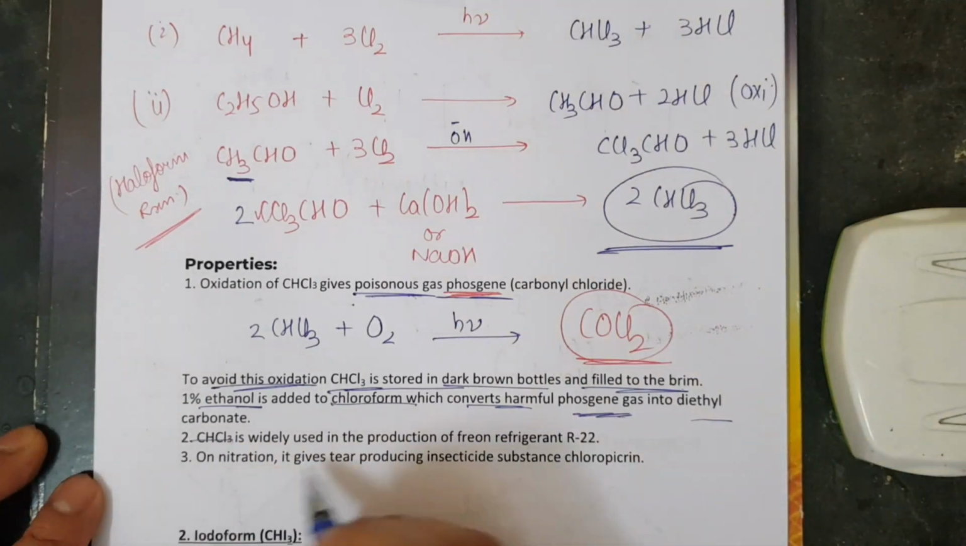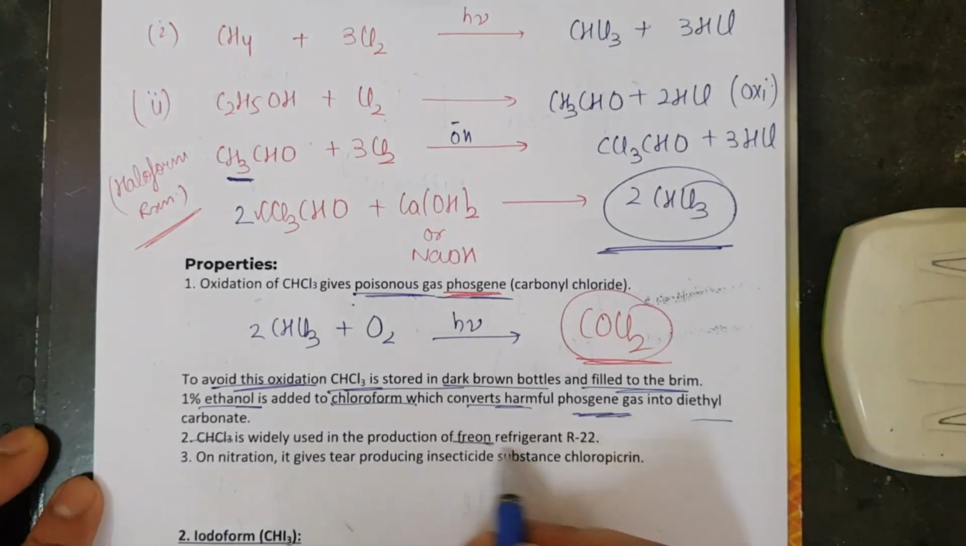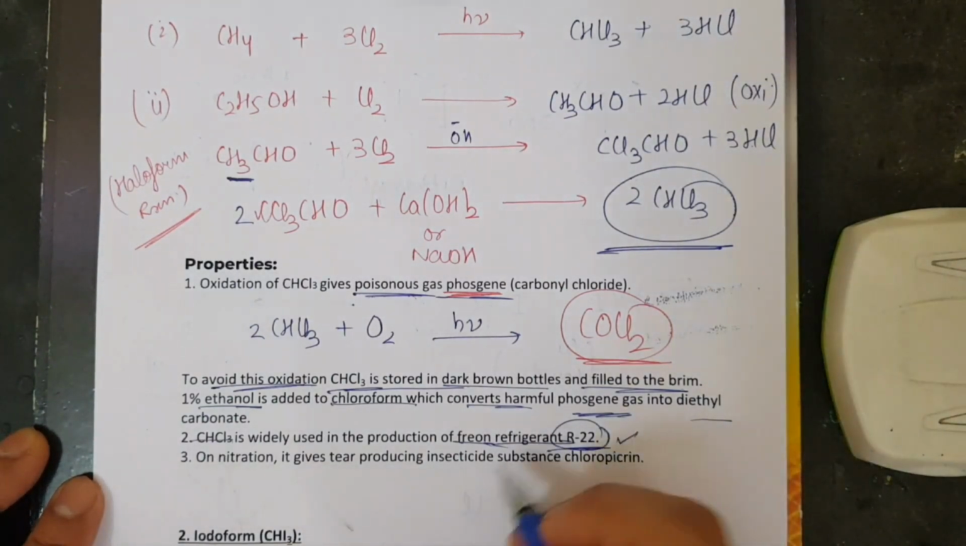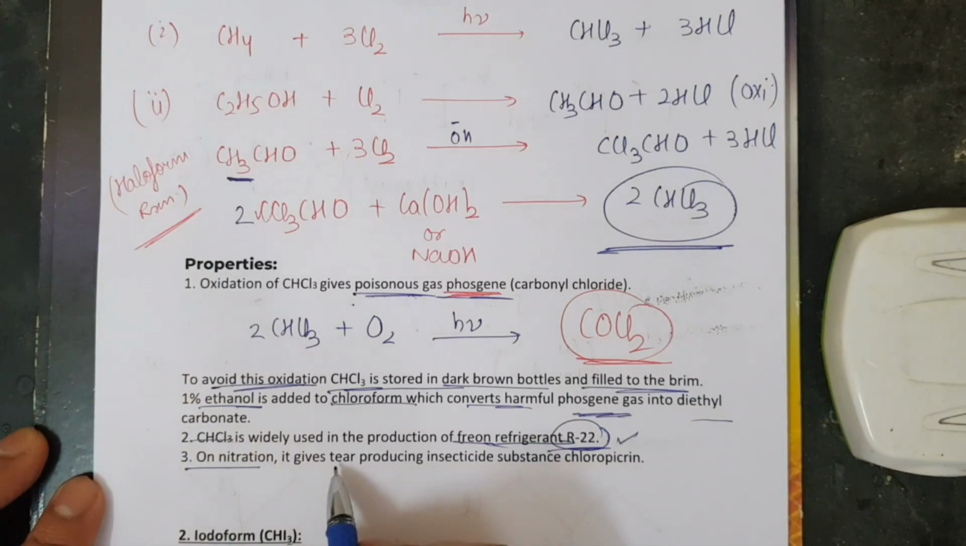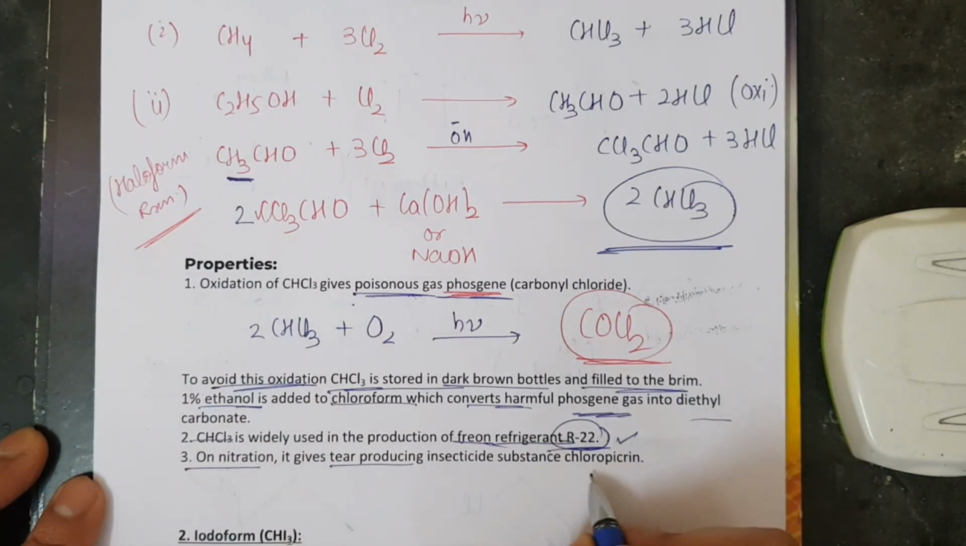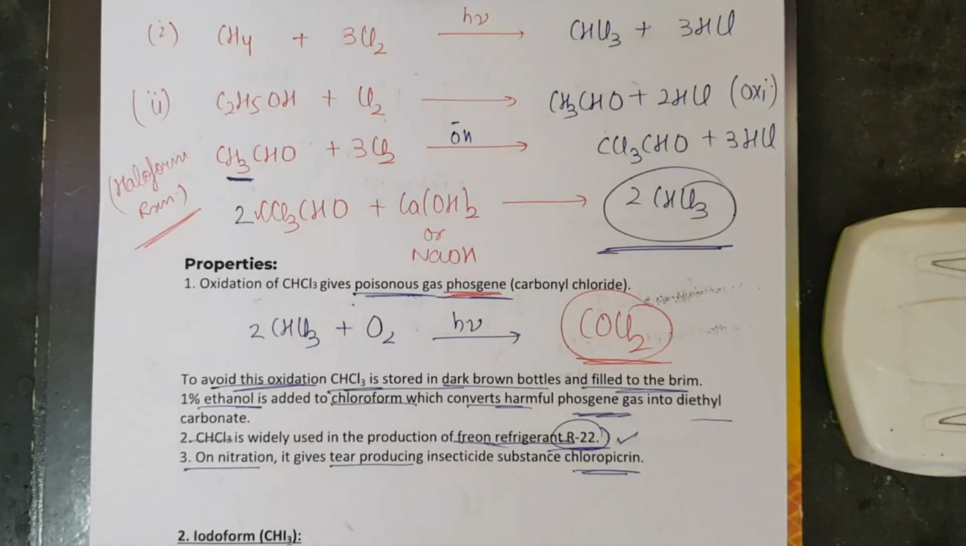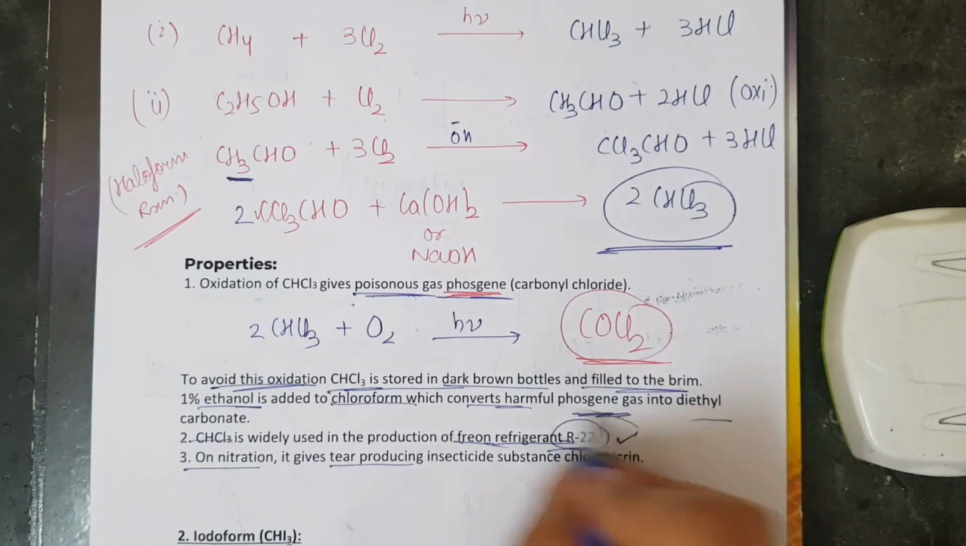Now CHCl3 is widely used in the production of the Freon refrigerant R22. Given in the NCERT, should be remembered. Okay. On nitration, it gives the tear producing insecticide, that is chloropicrin. Chloropicrin can also be formed, so this should also be known to you. Okay, so I hope that this point is clear. Now these points should be remembered.